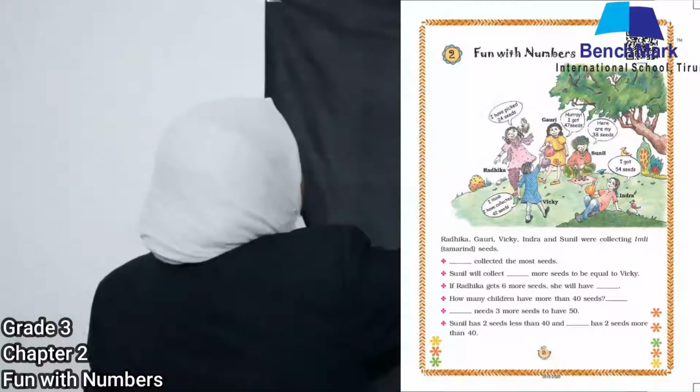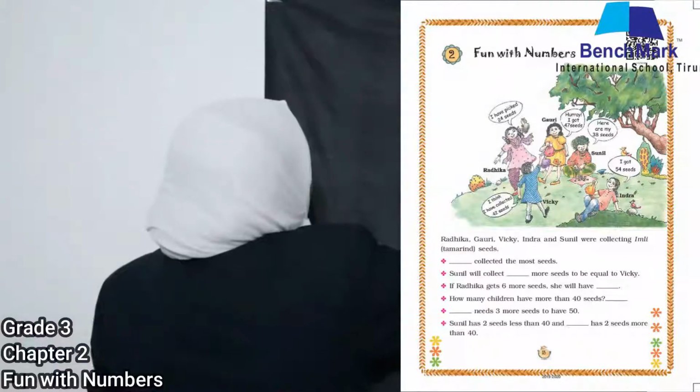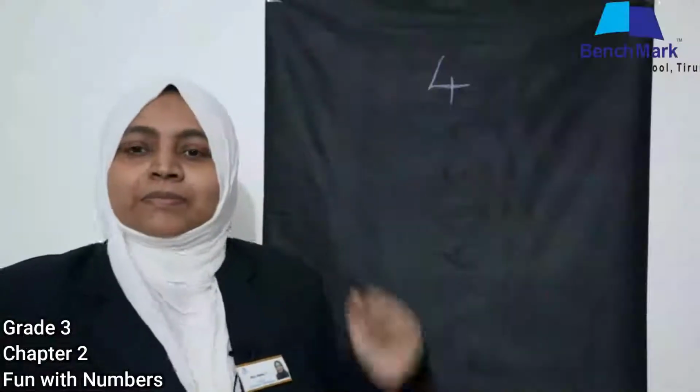Tell me, which is this number? It is 4. As you all know, it is 4. Just imagine I'm giving you 4 chocolates. Will you be happy? Obviously, sure, isn't it? So this is 4. Can I group it into a bundle of 10? No. Why? Because only 4 are there, not more than 4.